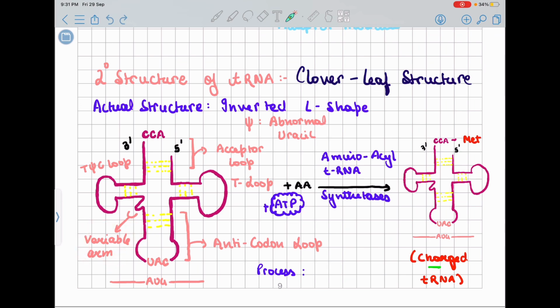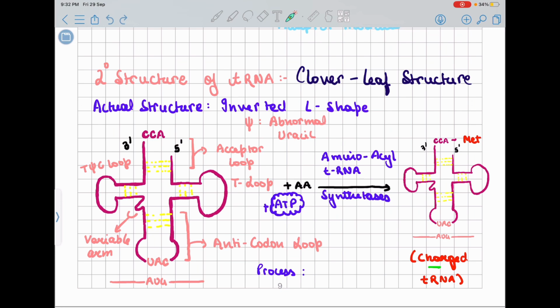In anticodon loop, we have a specific sequence which binds to a specific sequence on mRNA. This sequence determines which amino acid will attach at the 3' end. Hence the name anticodon loop. In the T loop, T is thymidine. So this loop will be rich in thymidine.